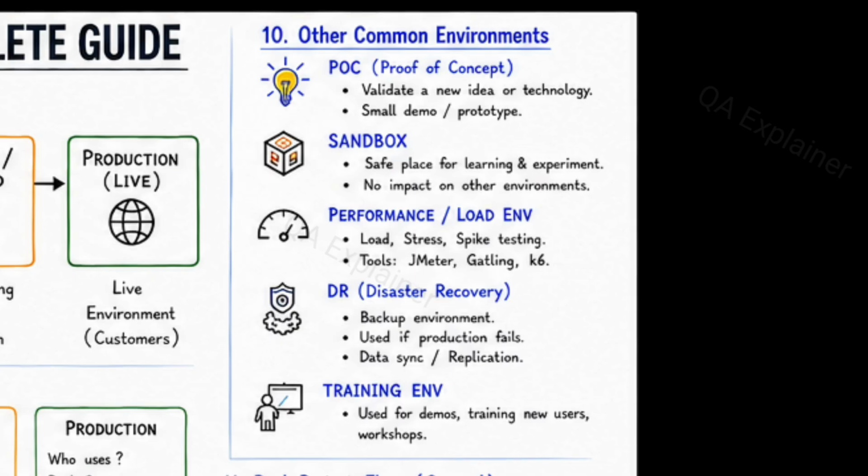Then we have DR. DR is a backup environment, a disaster recovery environment. Most companies actually have it. If any environment crashes or production fails, suddenly this DR environment will be activated and it will handle all the load. Then we have the training environment, which is used for giving demos, teaching new joiners, or learning our application-related things. That is called the training environment, or we also say teaching environment.